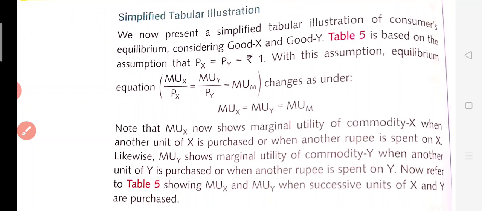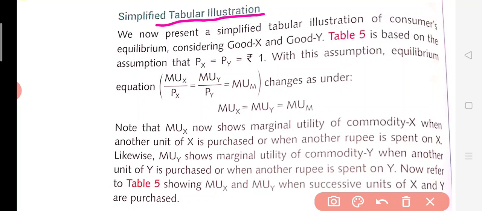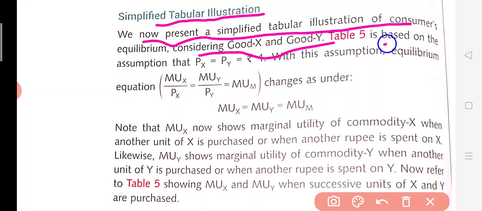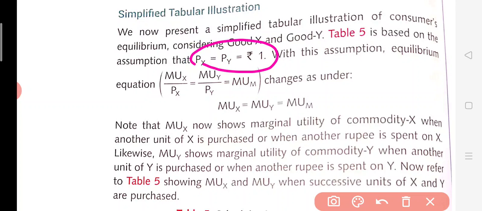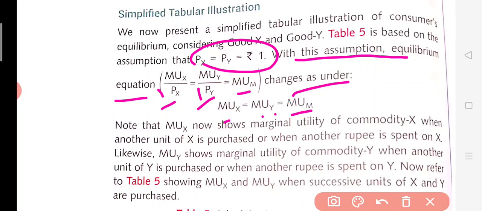Now a simplified tabular illustration example is given. We now present a simplified tabular illustration of consumer equilibrium considering goods X and Y, based on the assumption that PX and PY are equal to 1 rupee. Now there is one more example given over here. Here the prices of good X and good Y are equal to 1 rupee. With this assumption, the equilibrium equation MUX upon PX is equal to MUY upon PY is equal to MUM changes to MUX is equal to MUY is equal to MUM, because if PX and PY are assumed as 1, then the price becomes negligible. So only MUX is equal to MUY is equal to MUM. This will be the equation for you.